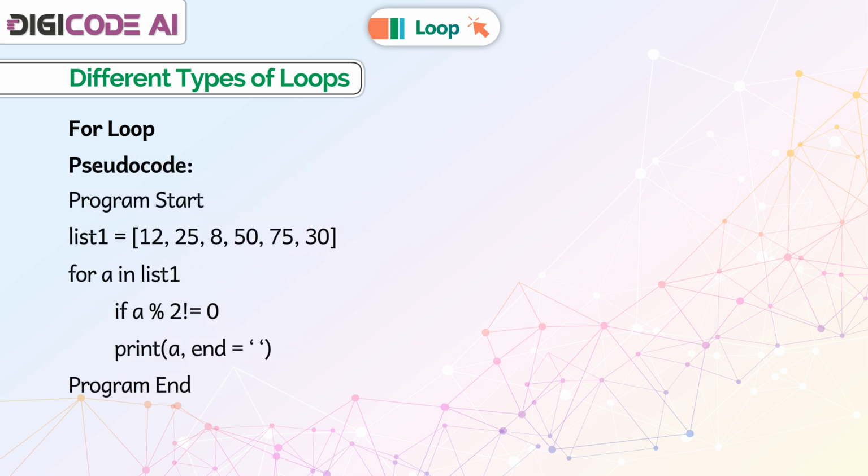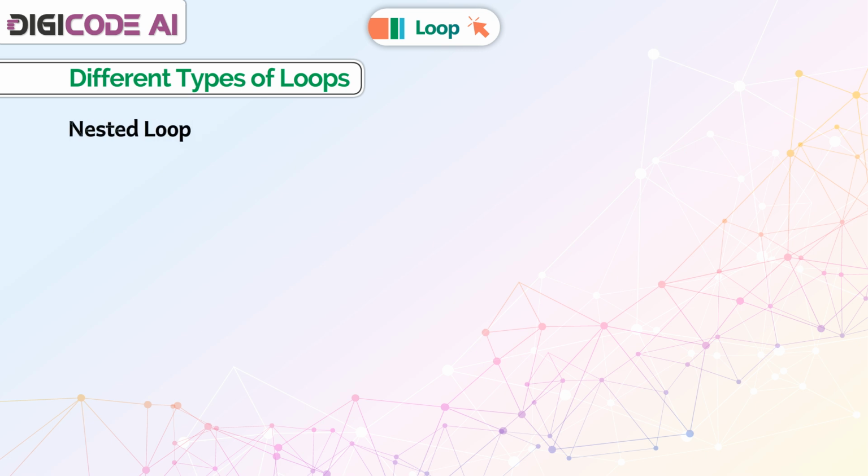Example, to print all the odd numbers from a list using a for loop. Pseudocode. Program start. List 1 is equal to 12, 25, 8, 50, 75, 30. For A in list 1, if A modulus 2 is not equal to 0, print A. End for. Program end.